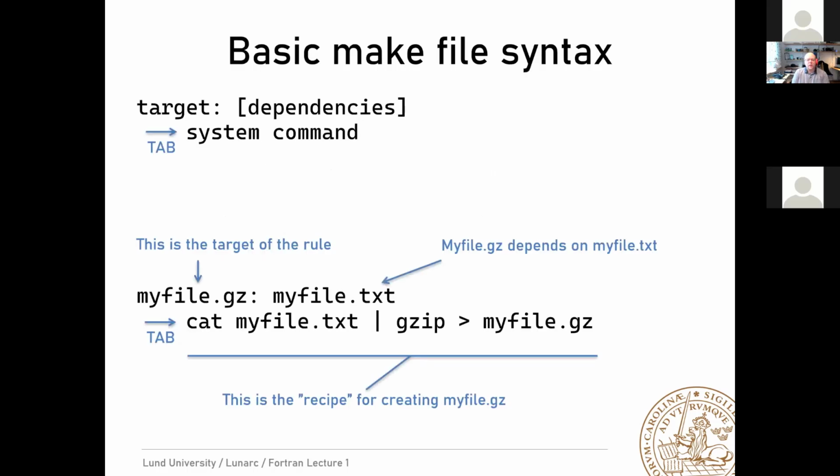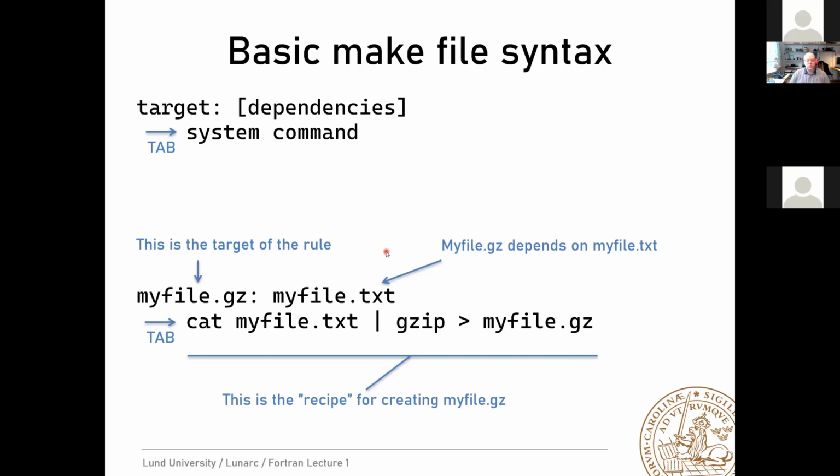So the basic syntax of a Makefile is that you specify a target, basically what you want to build. And then an optional line here is the dependencies, what this goal or target requires before it can build. And then you have to specify a tab character here, and then you specify the commands to achieve this target.